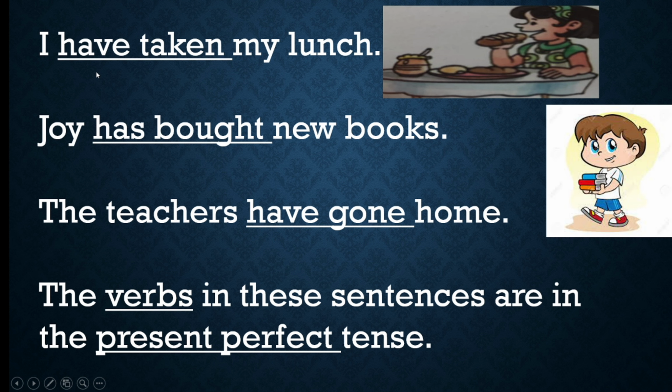For singular, I is an exception. For I alone, we write have. For example, he, she, it, or any singular, Joy is singular, we use has plus V3 form. The teachers is plural, so we use have. For I and all plural, we use have plus V3 form. So note in the mind, has or have plus V3 form comes for present perfect tense.